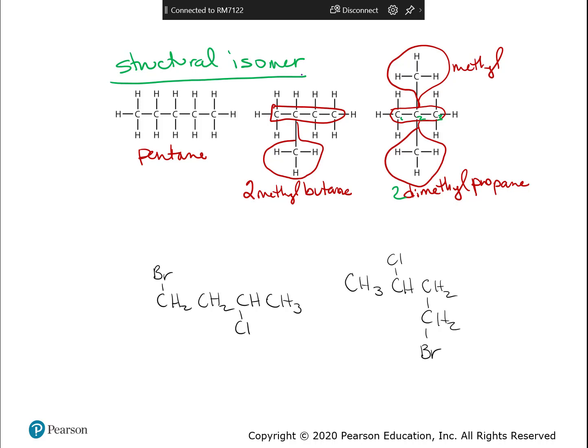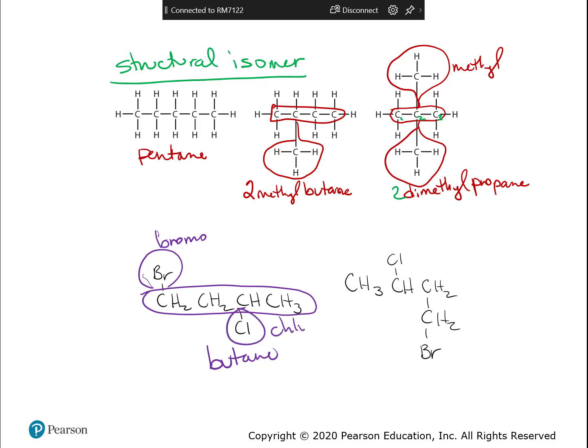But what if I look at the 2 at the bottom? At the 2 at the bottom, how many carbons in the longest carbon chain? So it's a butane. Does everybody see that? Longest carbon chain is a butane. So this thing hanging off is a what? So it's a bromo. This one hanging off is a chloro.